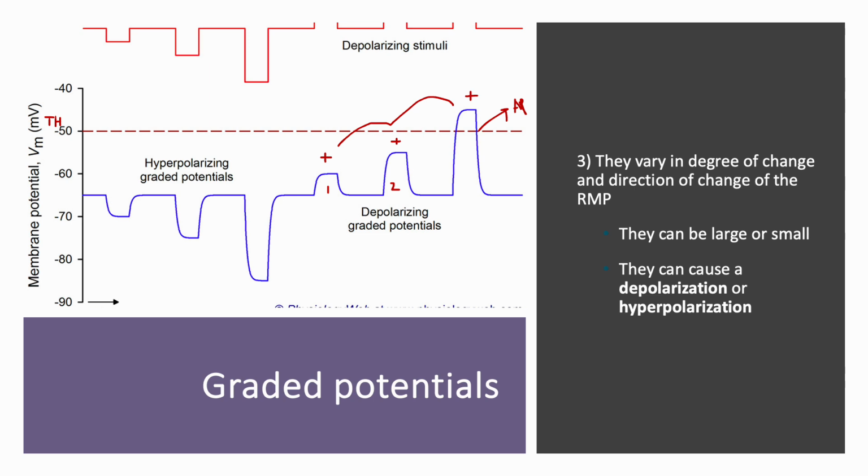Okay, so they can be large or small, these graded potentials, based on how many contributors you have. So we say that they are graded, right? That's where we get the graded. They can differ in their size.